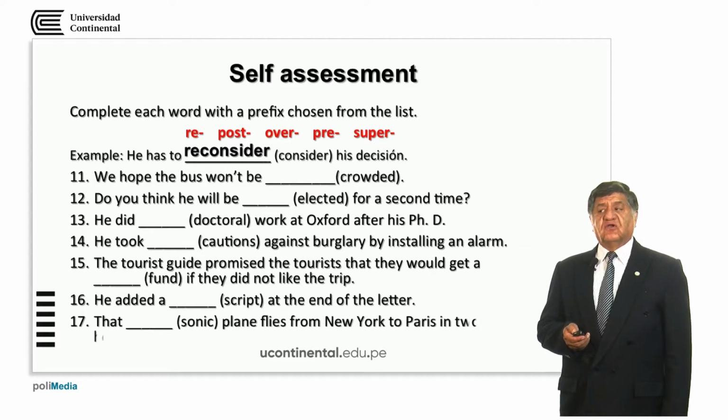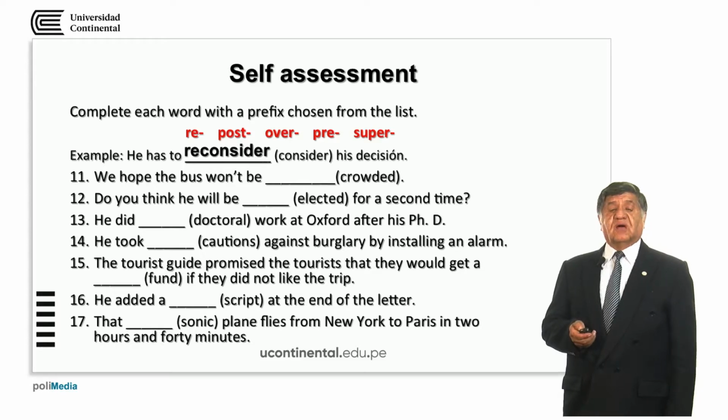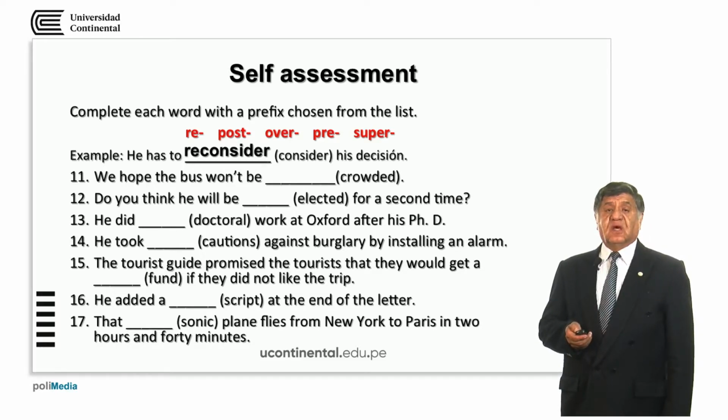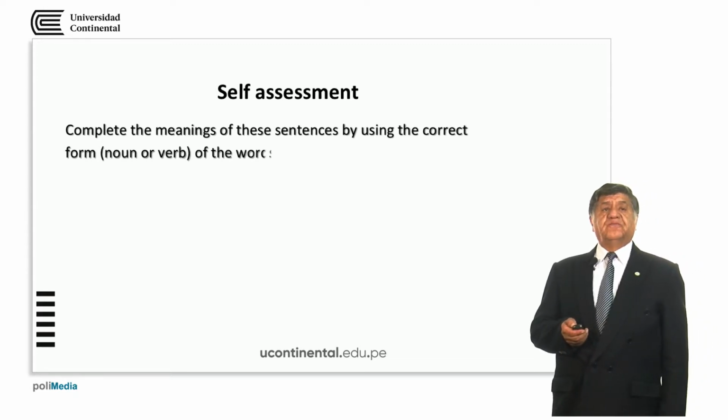And we have also sonic. Sonic comes from sound, and in this case it refers to a plane. I think the answer is quite obvious. Do you remember the sound is a barrier in velocity? Okay.